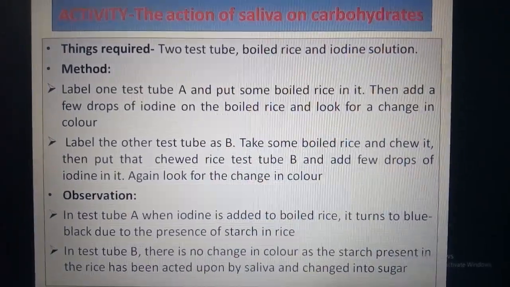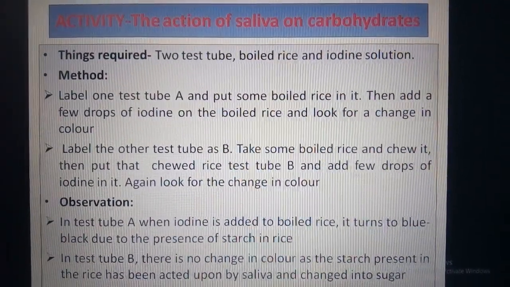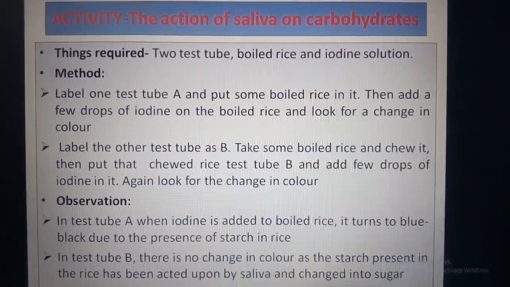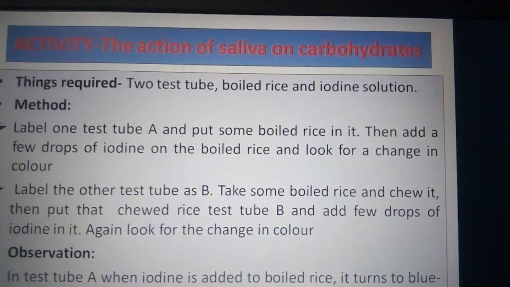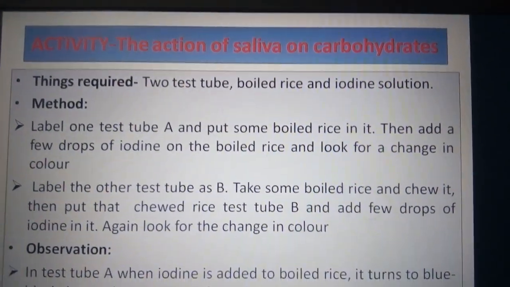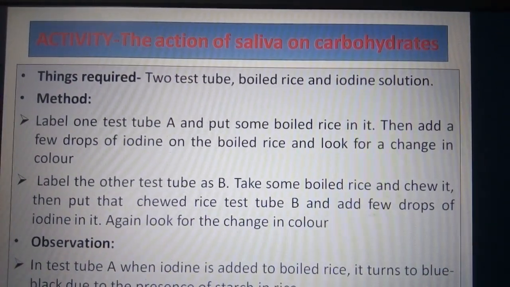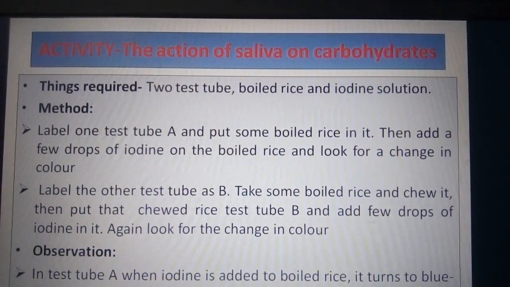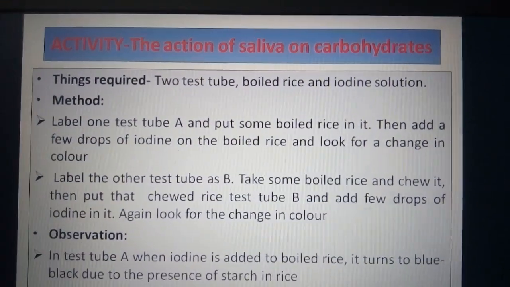Now another activity showing the action of saliva on carbohydrates. What are the things required? You will require 2 test tubes, which you will label one as A and the other as B. Boiled rice and iodine solution. In test tube A, you will put the boiled rice and then put few drops of iodine solution to it and look for the change in color.